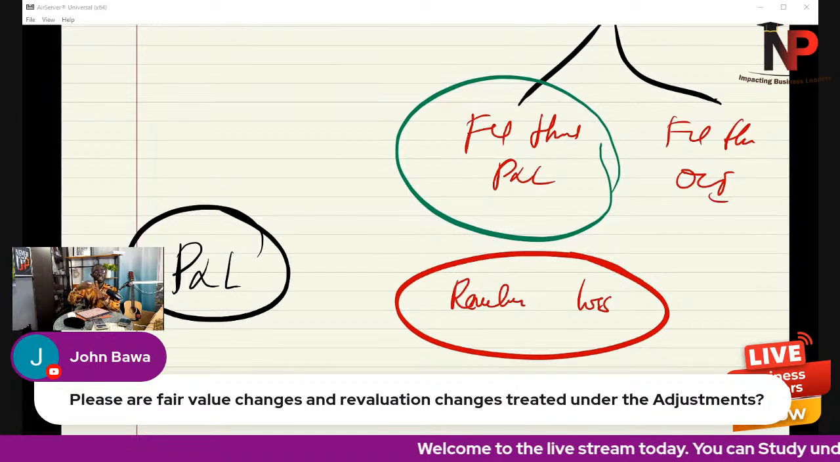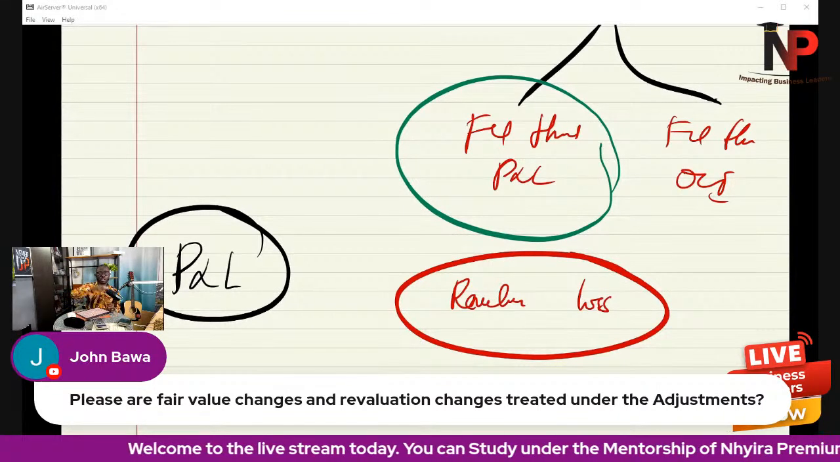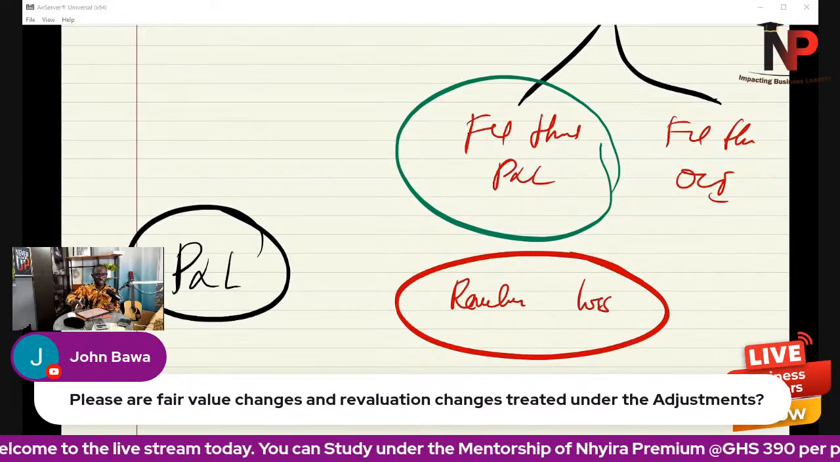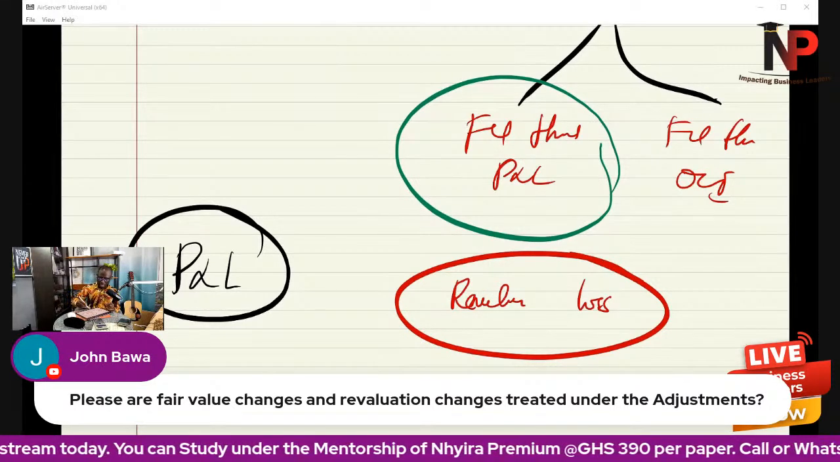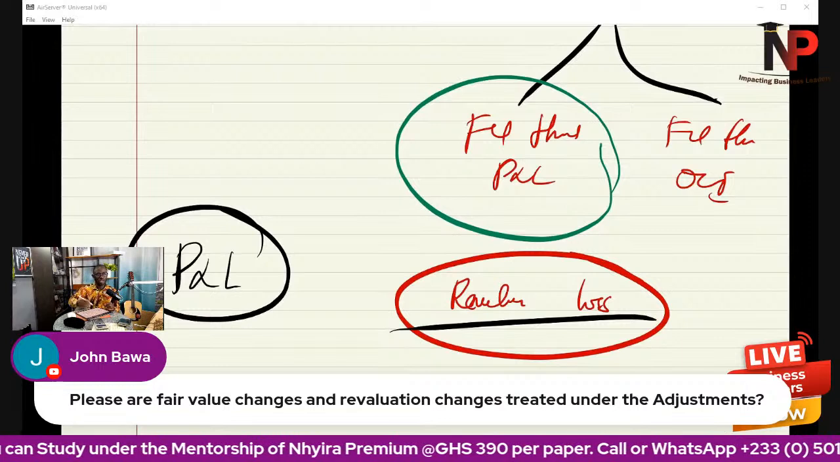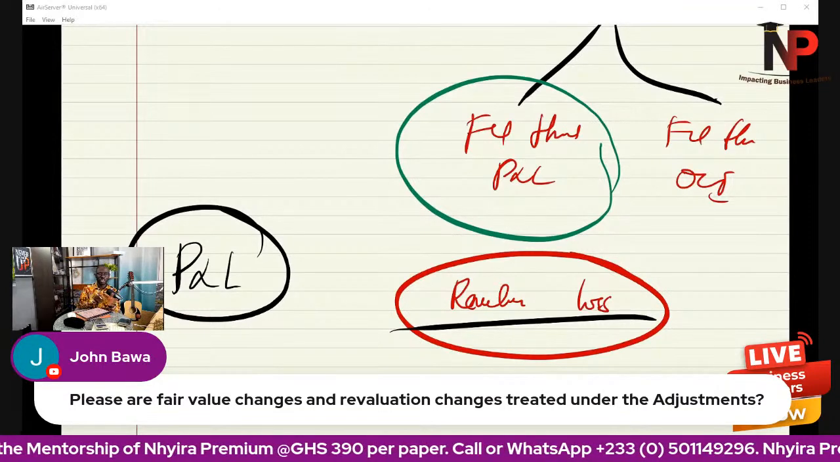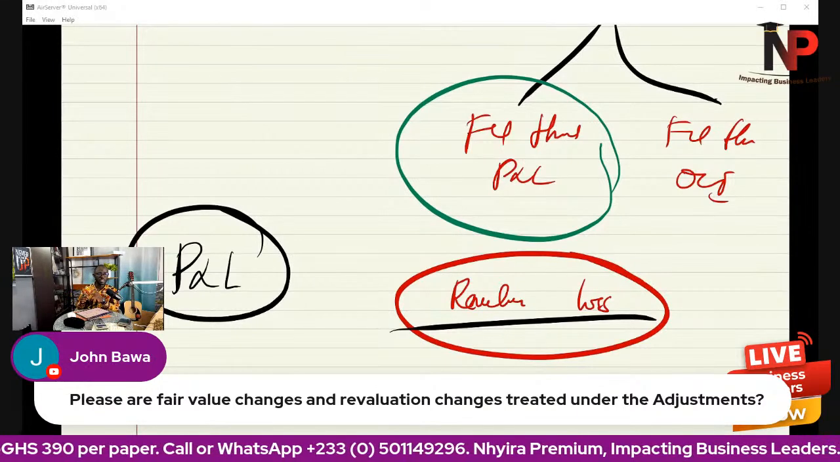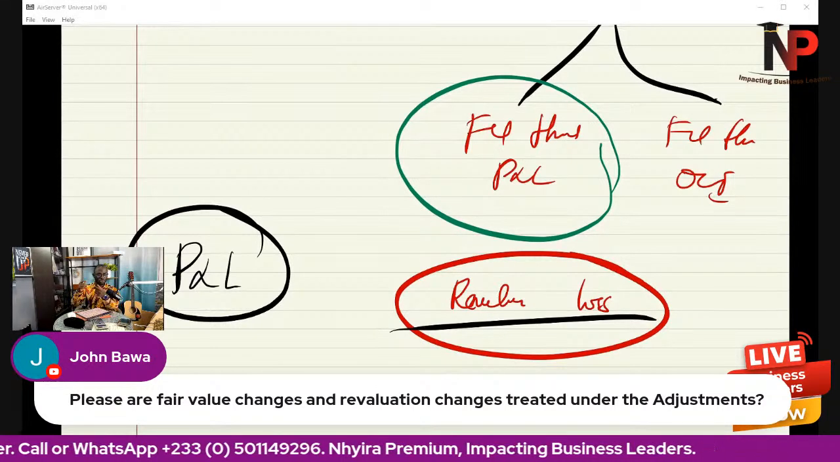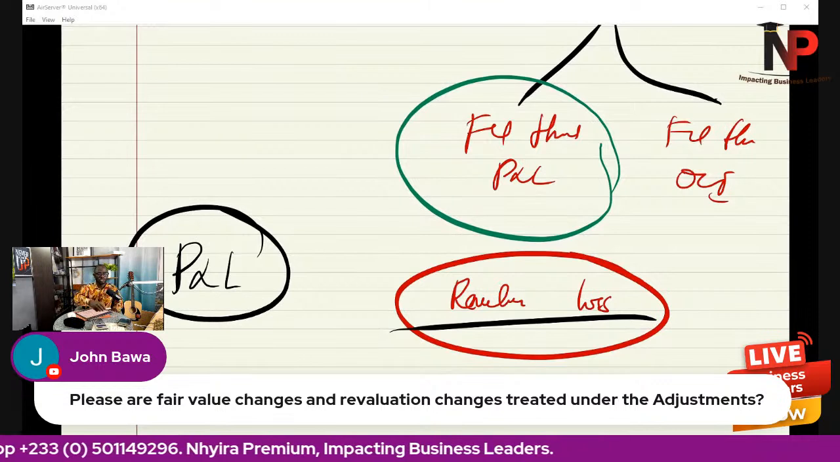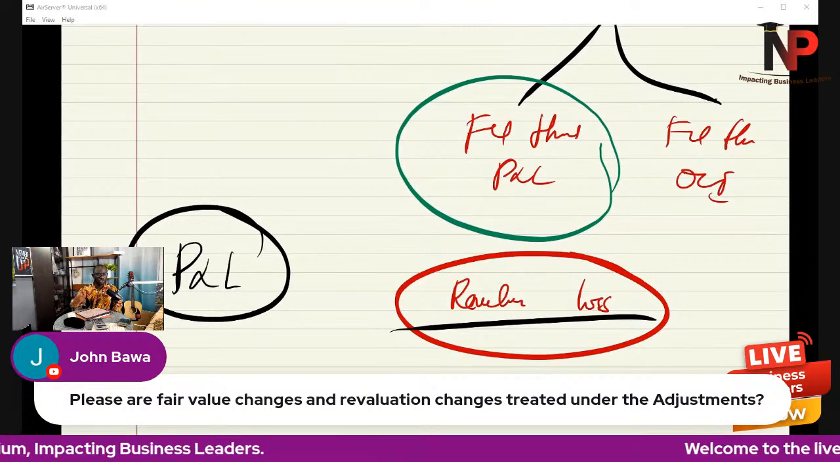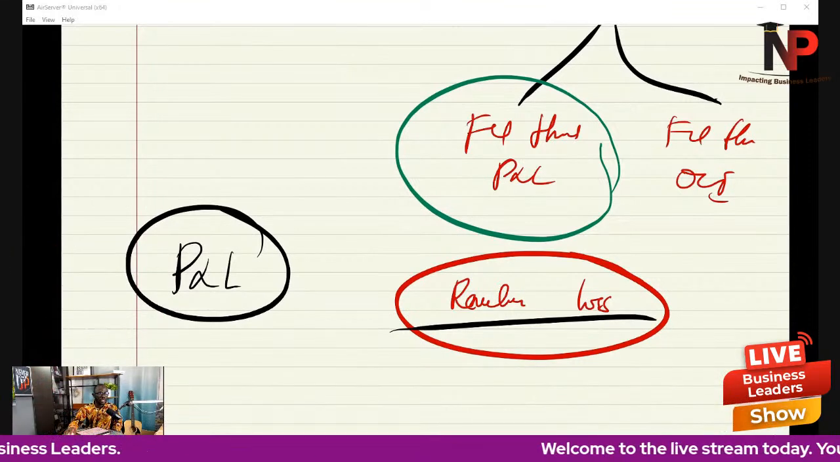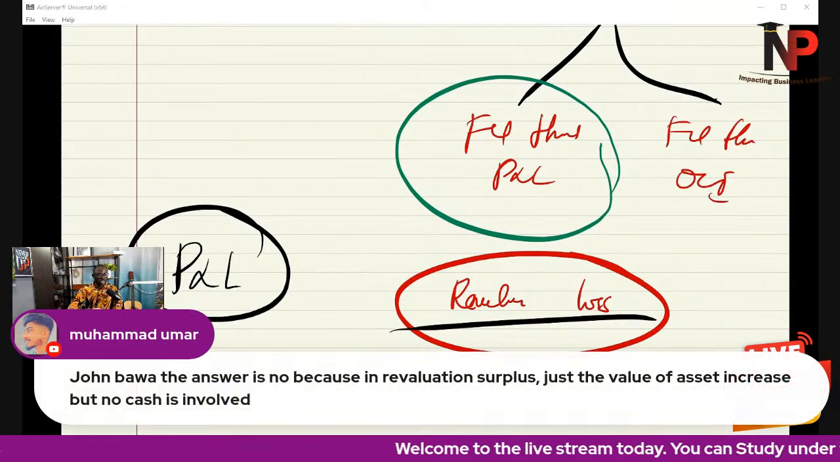If it is a financial asset through P&L, then the fair value adjustment was done in the P&L. So in our cash flow from operating activities, we have to do the adjustment. If they revalue assets and it is a revaluation loss and it's the first time or it's an excess revaluation loss, then it will be recognized in the P&L accounts. So yes, we would have to make an adjustment to that. So that is the idea about that. John, let me know if it's clear for you.